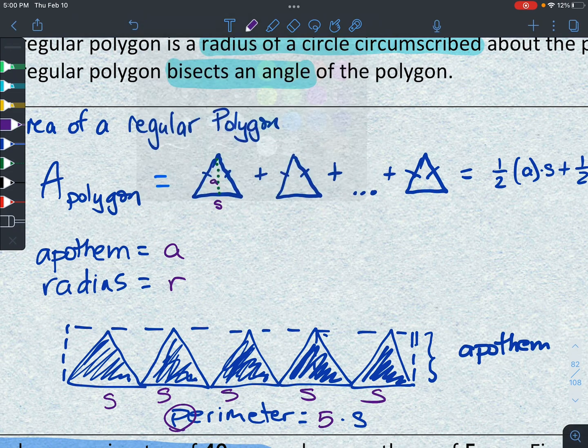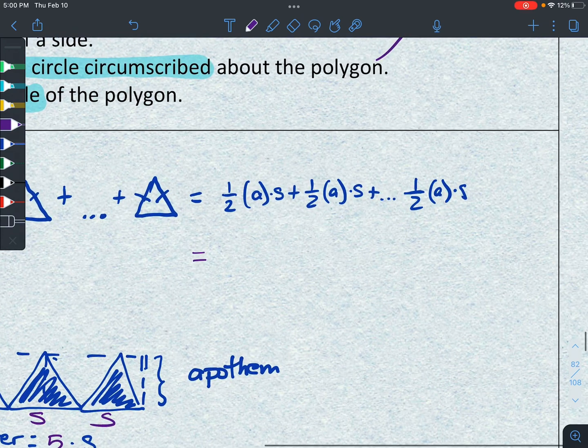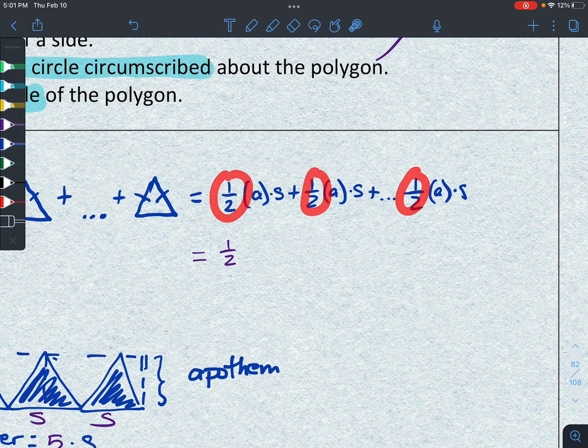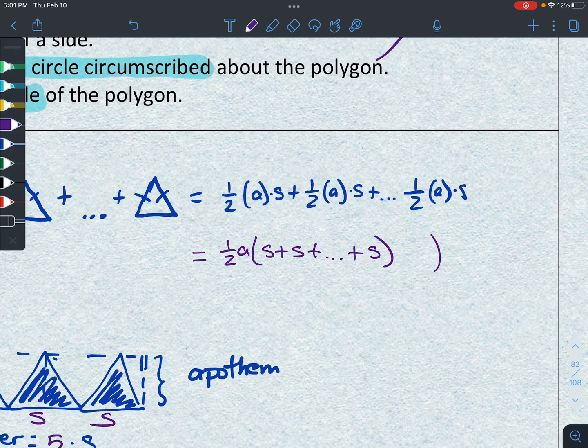So I want to come back to my formula up here. I can factor out a 1/2 from each of these. I'm going to park the 1/2 in front, and then I'm going to take out the A. Now the S's, I'm going to leave all in here. So S plus dot, dot, dot. They're all the same S's. So then we're going to say that is nothing but 1/2 times the apothem times the perimeter, because that is n times s.